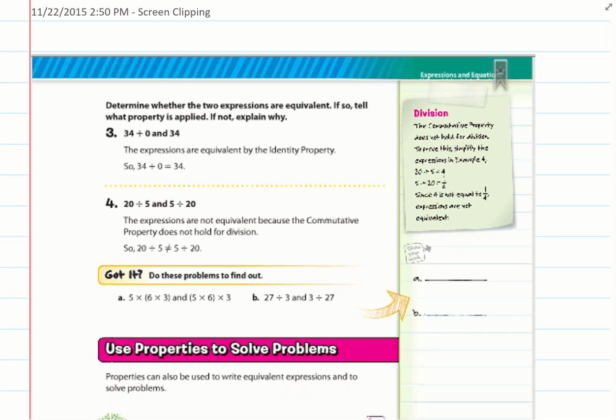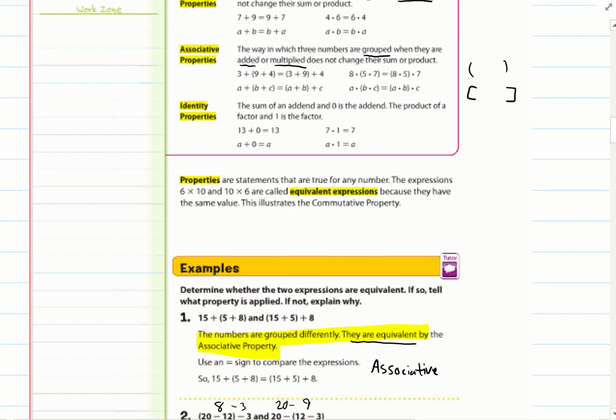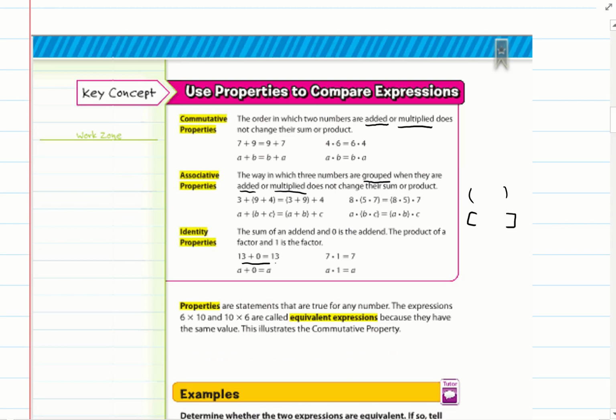Example 3 is determine whether the two expressions are equivalent. If so, tell what property is applied. If not, explain why. 34 plus 0 and 34. The expressions are equivalent by the identity property. That is true because the identity property when adding is the number plus 0.